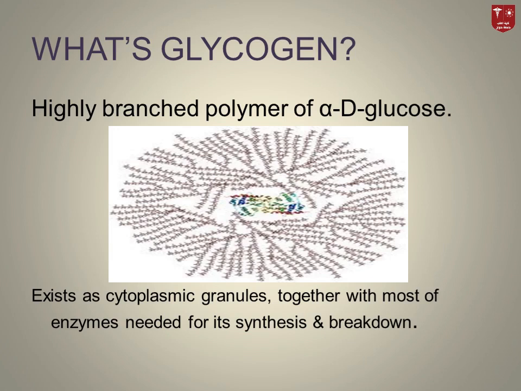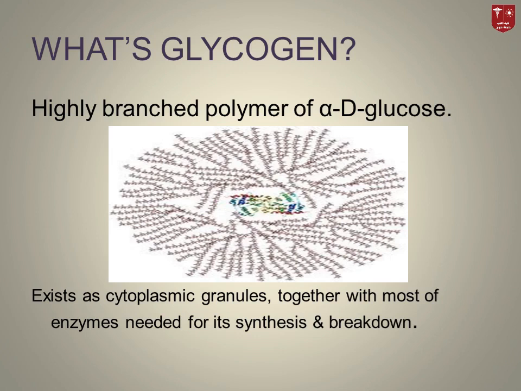Let's remember the glycogen structure because this is important. A glycogen molecule is a highly branched polymer of alpha D glucose. We took this before in the Basic Science 2 module when we studied carbohydrate chemistry. We said the glycogen molecule is a highly branched molecule of alpha D glucose, and it is pure glucose.